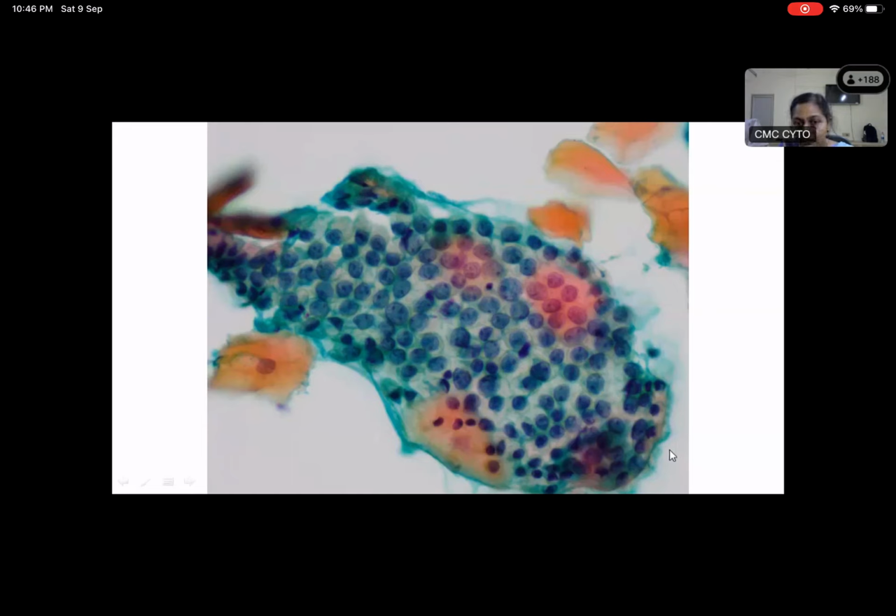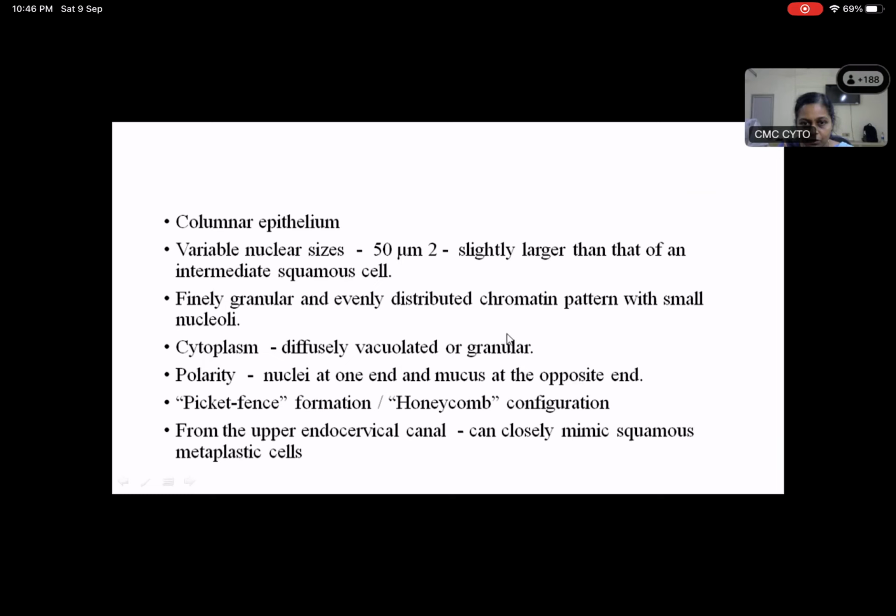Vesicular nucleus, yes, with fine chromatin, but there is variation in the size of the nuclei. But again, there is no overlapping. That is very important to note. There is no overlapping here, and the cell membranes are quite distinct. Okay, all right. So columnar epithelium with variable nuclear sizes, slightly larger.